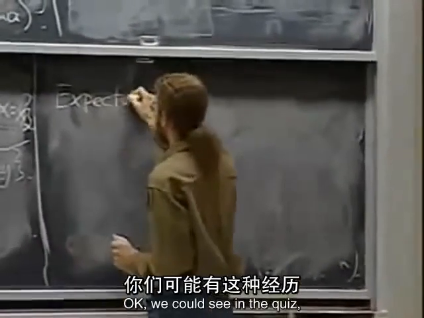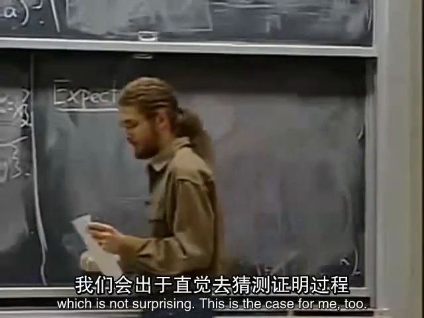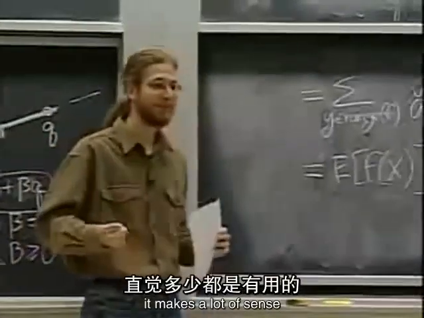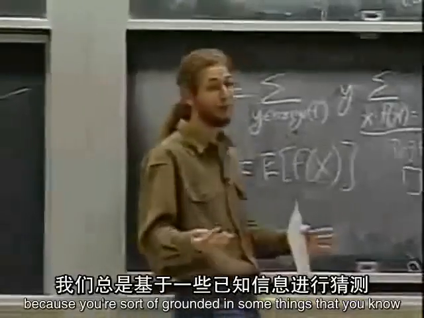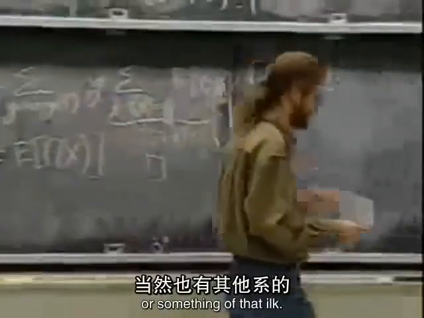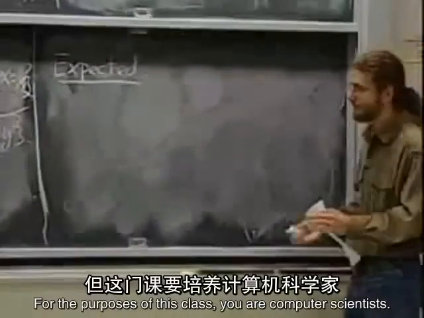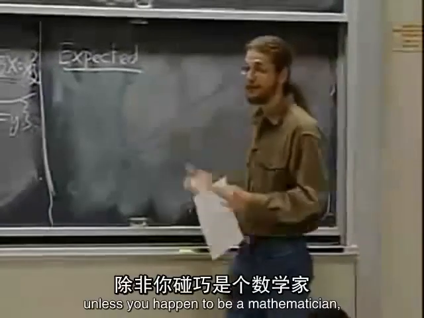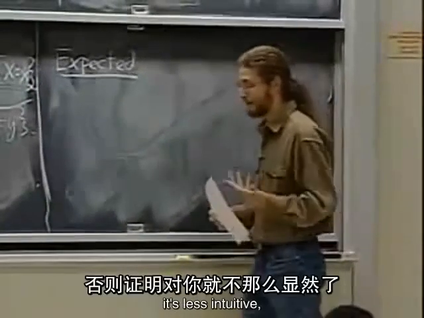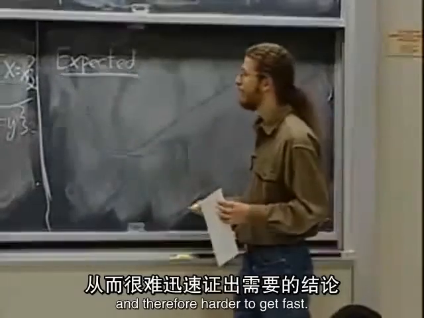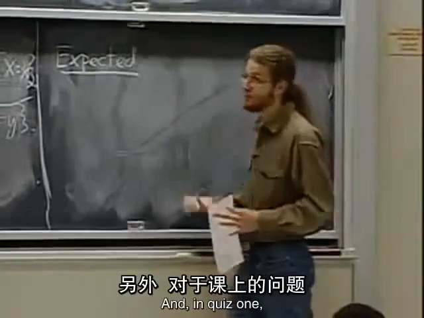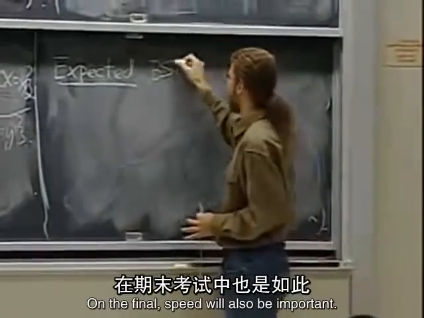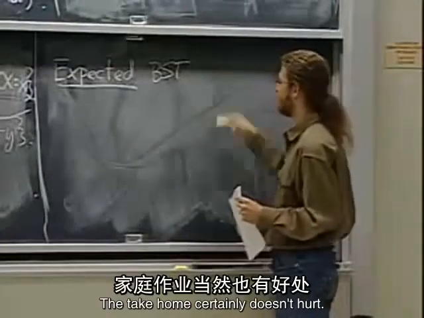We could see in the quiz, which is not surprising, this is the case for me too, you have a lot of intuition for algorithms. Whenever it's algorithmic, it makes a lot of sense because you're grounded in something that you know, because you're computer scientists or something of that ilk. For the purposes of this class, you're computer scientists. But with basic probability, unless you happen to be a mathematician, it's less intuitive and therefore harder to get fast. And in quiz 1, speed is pretty important. On the final, speed will also be important. The take-home certainly doesn't hurt.